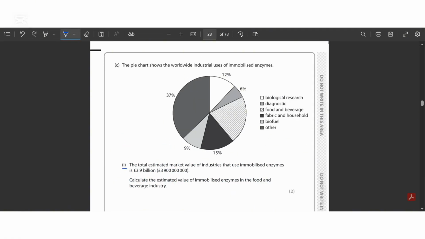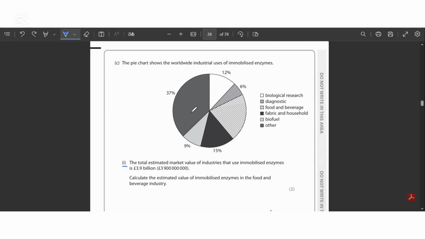Moving on to part C. Here, part C says that a pie chart shows the worldwide industrial uses of immobilized enzyme. They have provided a chart of the proportions of distribution: biological research, diagnostics, food and beverage, fabric and household, biofuel, and others. So they have all the proportions shown clearly by a chart.